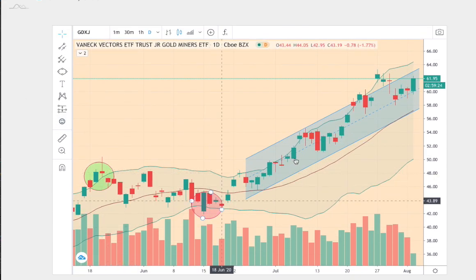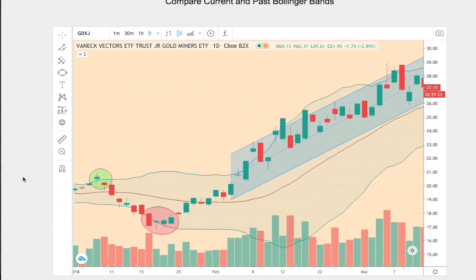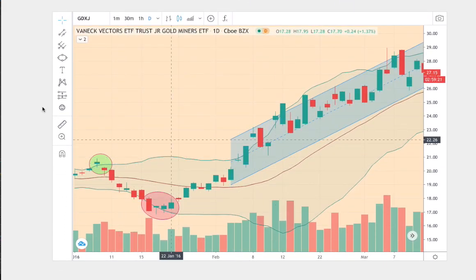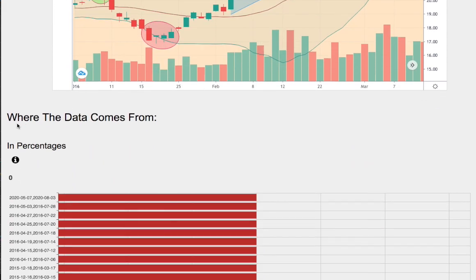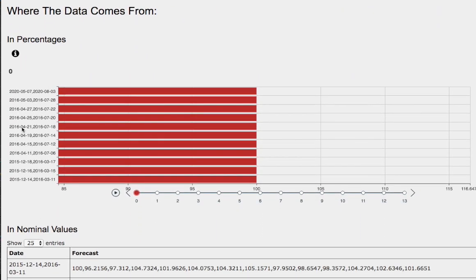So we have 1, 2, 3 points. And on the trend in question, we have 1, 2, 3 points. So there's reason to believe that the trends and patterns are somewhat the same. The outcome and forecast should be fairly the same. So the model that we just examined is from back then, December 14, 2015 to March 11, 2016.